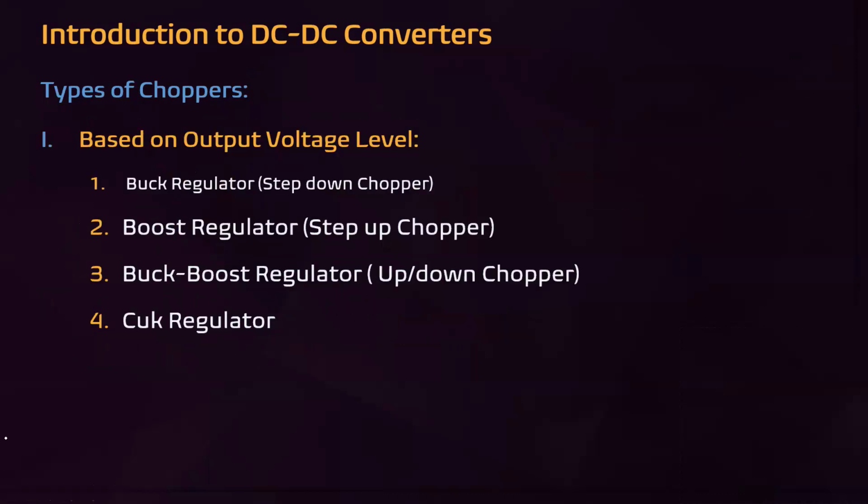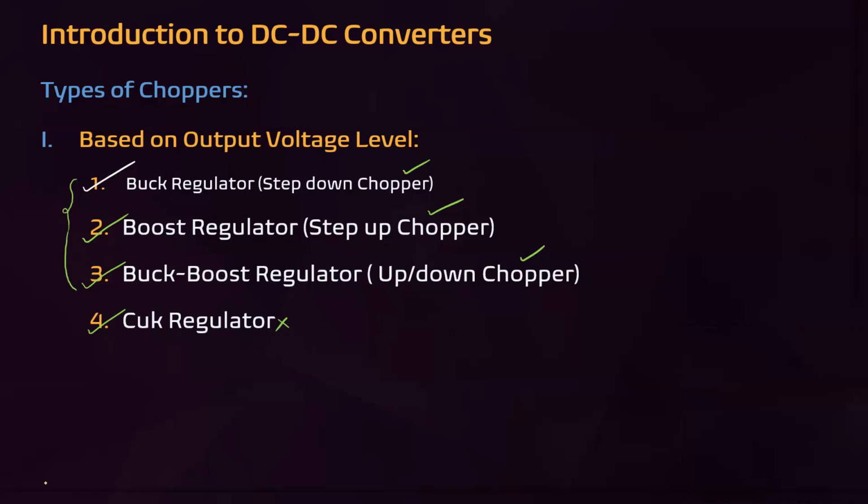What are the types of choppers? Based on output voltage level, the choppers are classified into buck regulator, also called step down chopper; boost regulator, also called step up chopper; buck boost regulator, also called up down chopper; and Cuk regulator, but this is not in the syllabus. For most competitive exams, either GATE or ESE or any PSU, these three choppers are important with respect to output voltage level: buck regulator, boost regulator, buck boost regulator, that is up down choppers. Clear?